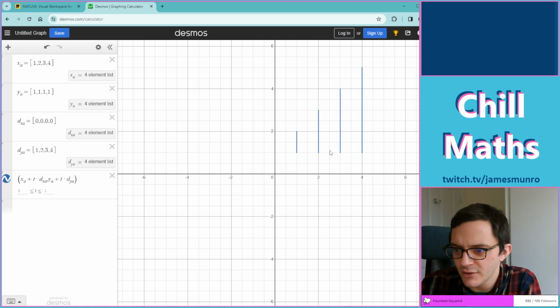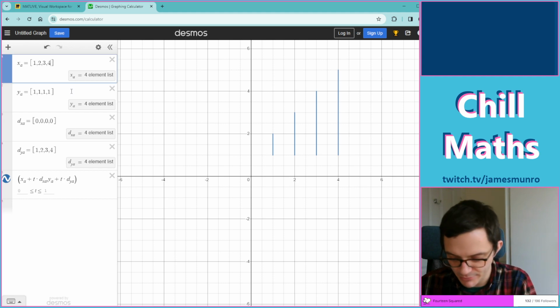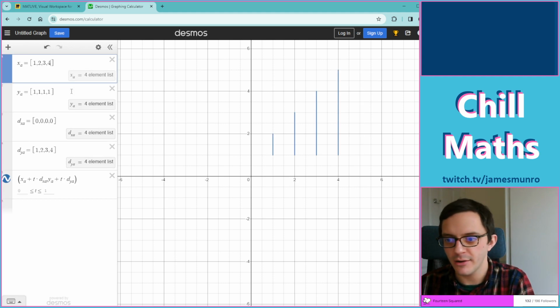Okay, so this is little line segments with different magnitudes starting at different points. So I can start them at different points. This controls where they are. And they can go up as well as left and right.